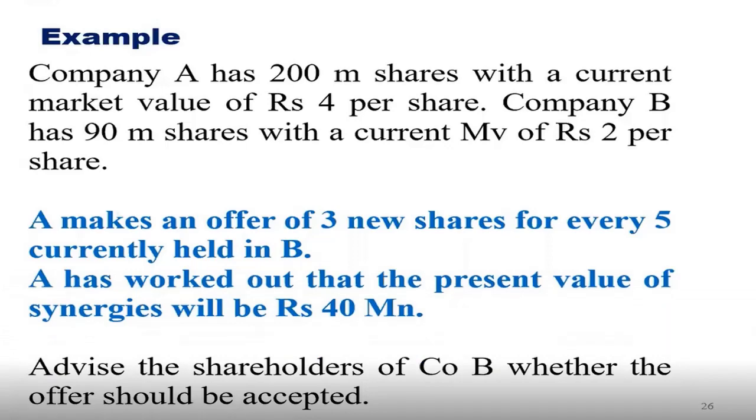Let's see, company A has 200 million shares with a current market value of 4 rupees per share. Company B has 90 million shares with a current market value of 2 rupees per share. A makes an offer of 3 new shares for every 5 currently held in B. A has worked out that the present value of the synergies will be 40 million. Advise the shareholders of company B whether the offer should be accepted. Just read it again and see whether you understand this.